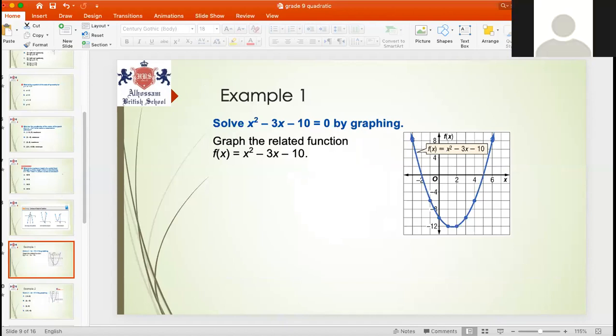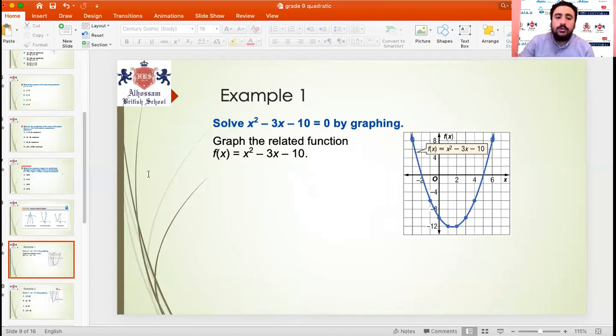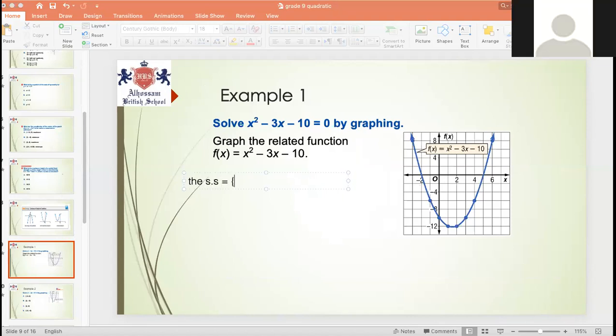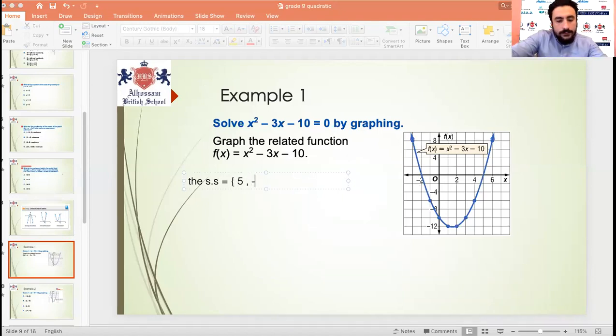At the x-axis at 5 and negative 2. So I can write the solution set right away. The solution set equals? 5 and negative 2. Yes, excellent. 5 and negative 2. And that's it.